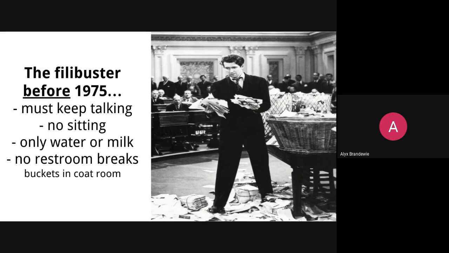A lot of times what you'll end up seeing is that they put buckets or other containers in the senatorial coat rooms, and a senator will leave the podium to go to the coat room and relieve themselves. Because the coat room is still considered part of the Senate chamber, as long as you are talking and standing the whole time, you are able to keep on filibustering.